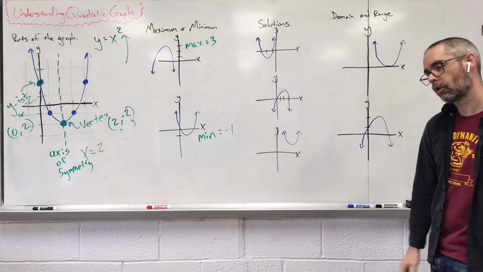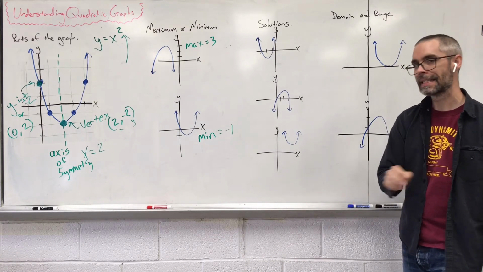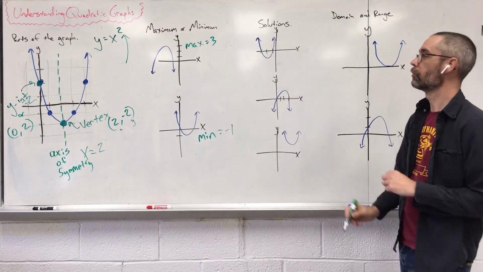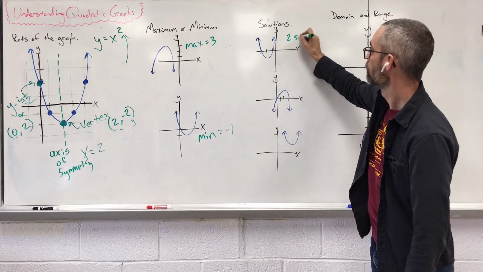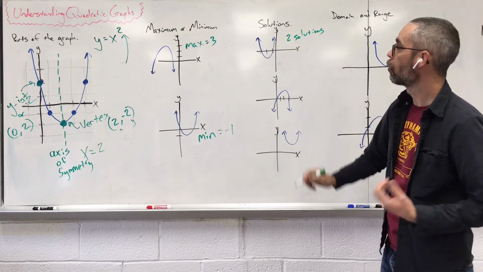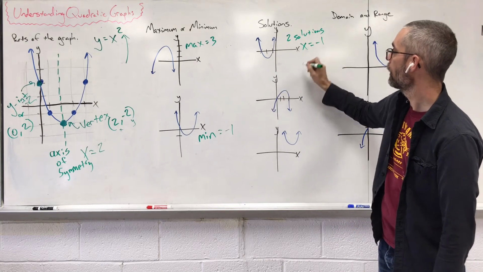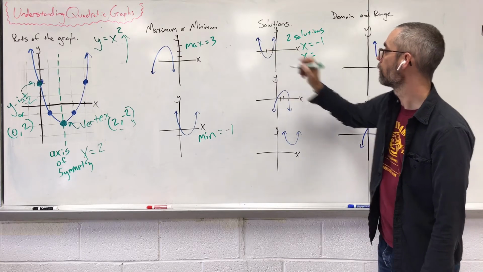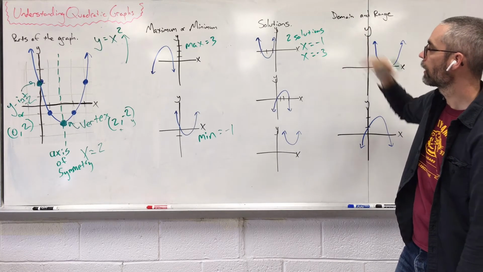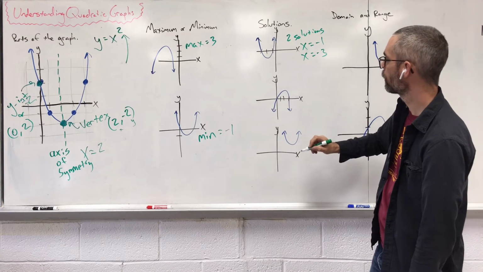You also have something called solutions. A solution is where your graph crosses the x-axis. So up top, we have two solutions. Our two solutions, where do we cross the x-axis? First, we cross at -1, and we cross at -3. So we have two different solutions. One's x equals -1, x equals -3. Well, I guess I did that one not how I wanted to do it.